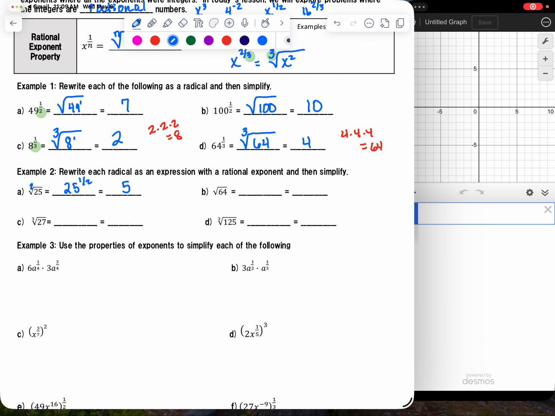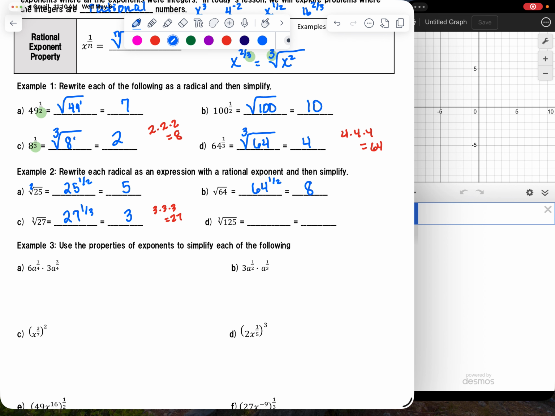All right, welcome back. Hopefully you rewrote this as 64 to the 1/2 power, which is equivalent to 8, because 8 times 8 is 64. All right, on problem C, we have cube root of 27. To write that with a rational exponent, we would rewrite it as 27 to the 1/3 power, which is equivalent to 3, because 3 times 3 times 3 is equal to 27. All right, pause the video and try problem D on your own.